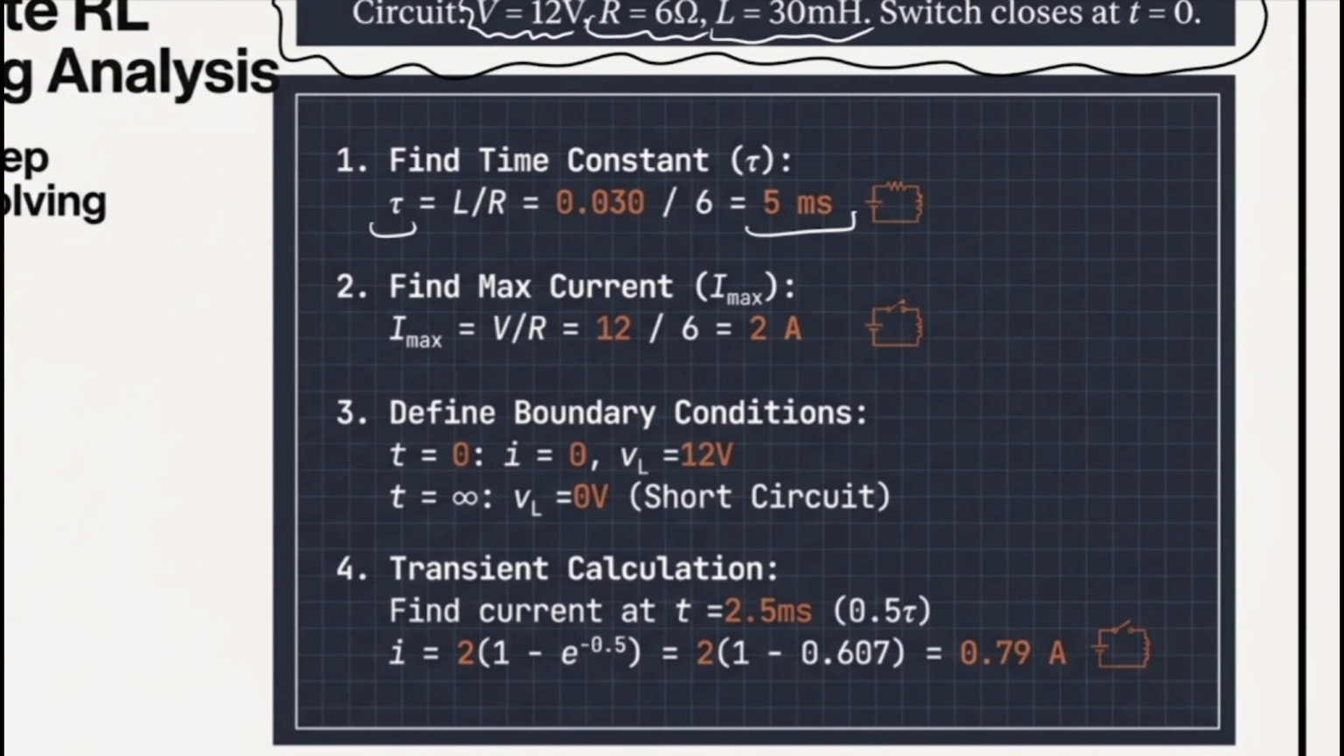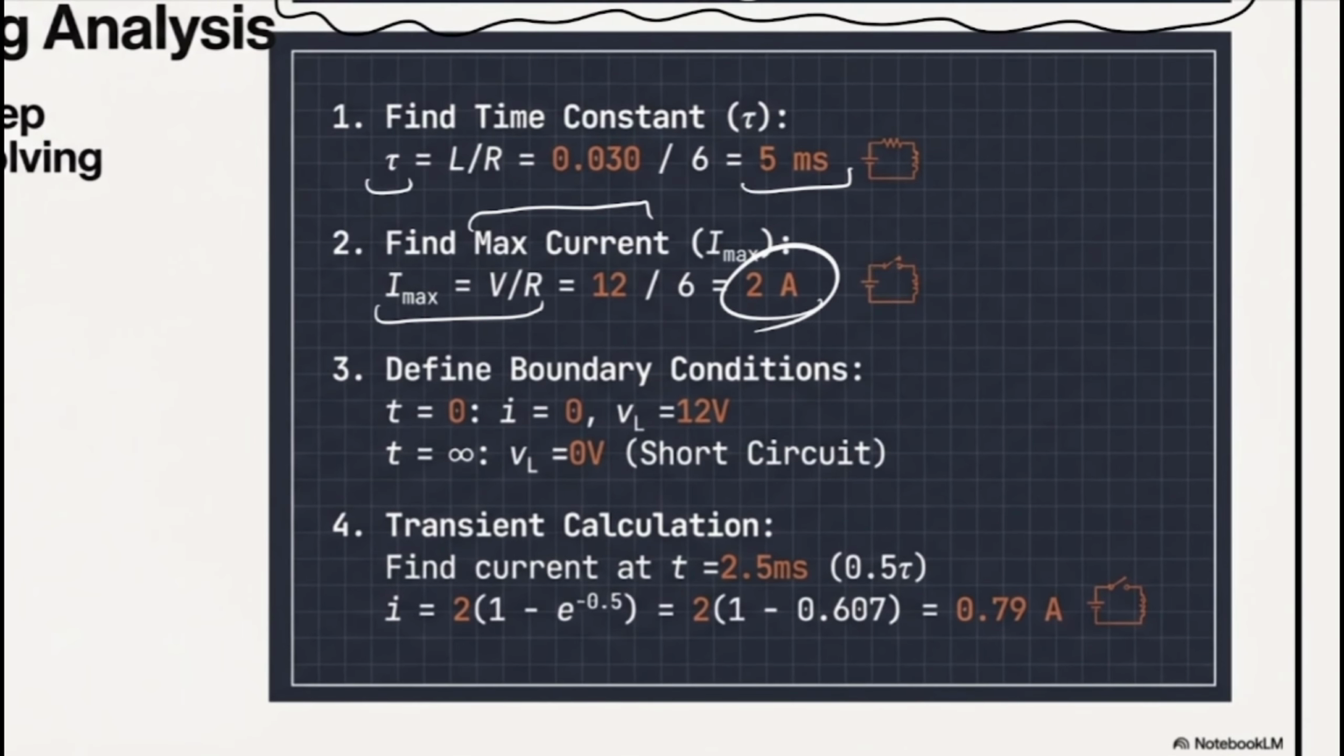Then I would like to find the maximum current. Again, the maximum current would happen at a time when your inductor is completely gone. By gone, it means that it is fully charged, or just a short circuit. So I max is V divided by R, 12 divided by 6, or 2 amp. Then we would like to see the boundary conditions. It means that at the first point, t is equal to 0, there is no current, so the voltage of your inductor is 12 volt. That completely makes sense.